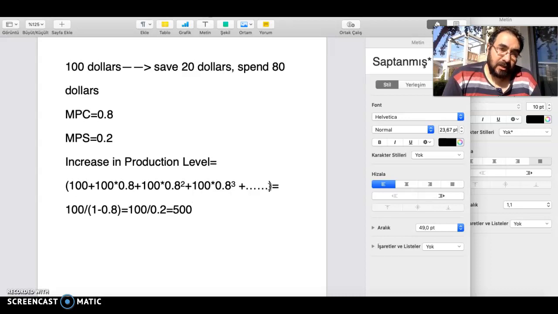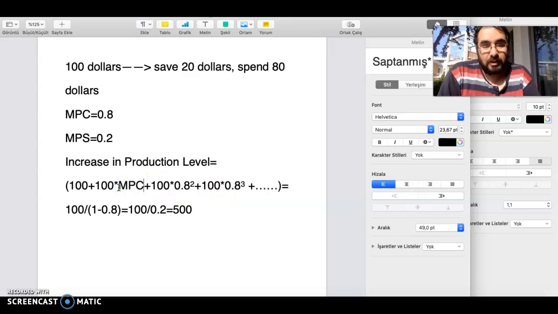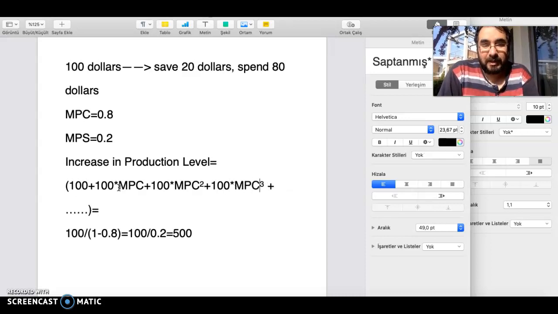So actually, the initial spending, $100 spending, will create a $500 increase in the production level in this case. Well, can we generalize everything we have seen up to now? We can, actually. Since 0.8 was just the MPC, instead of having 0.8, we can just write MPC. So now we have a general equation. And to MPC we can find the multiplier of any country we are talking about.